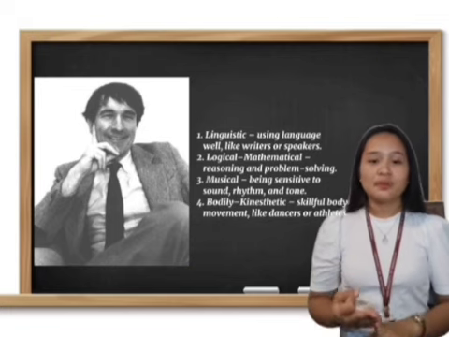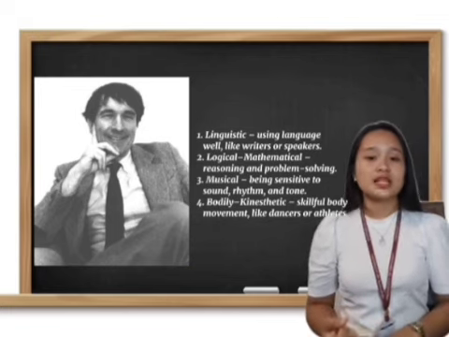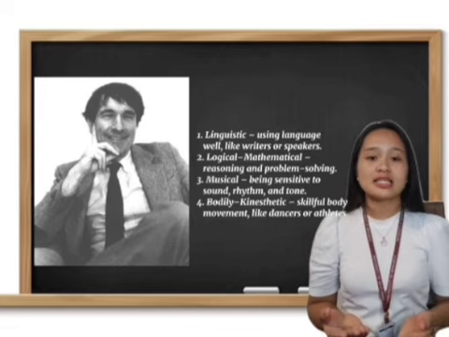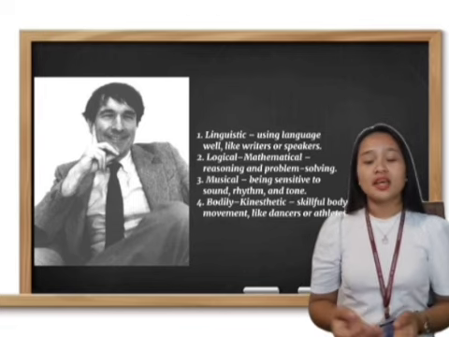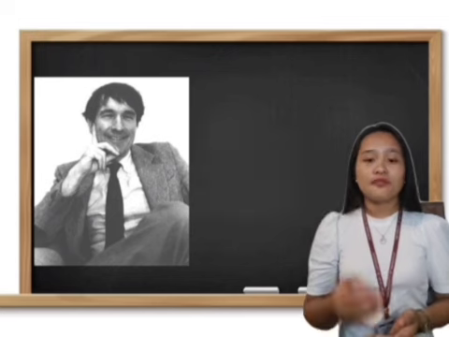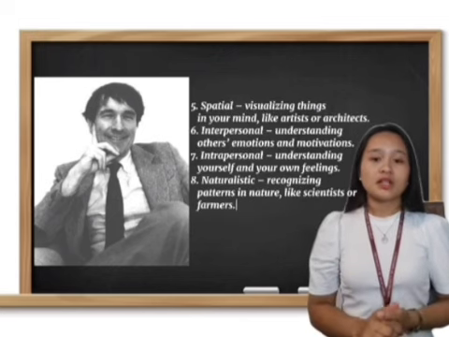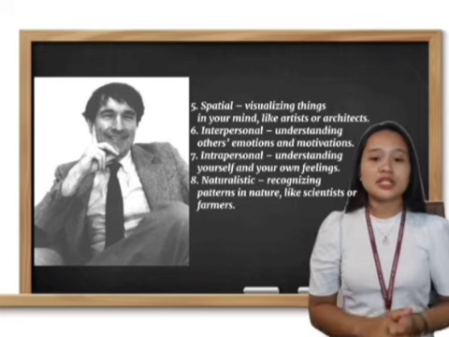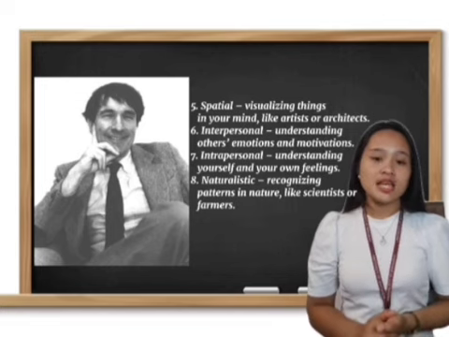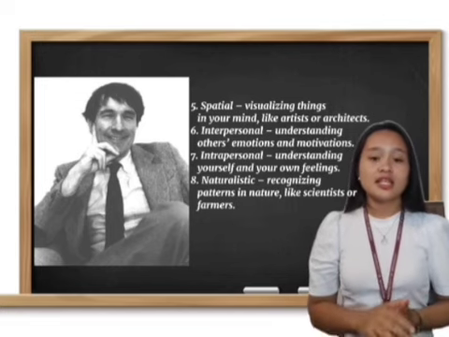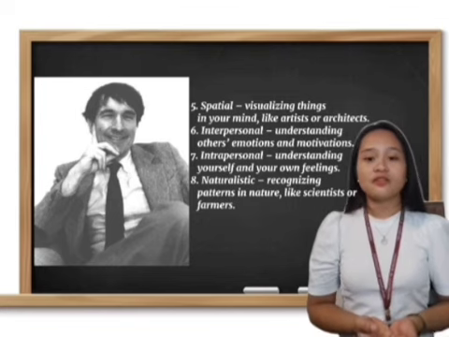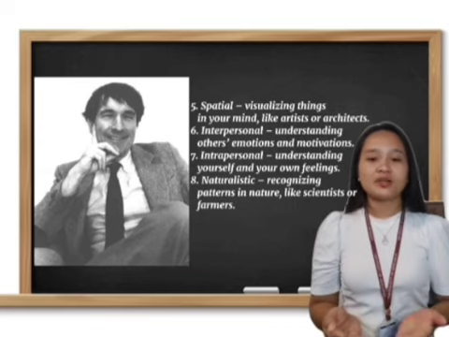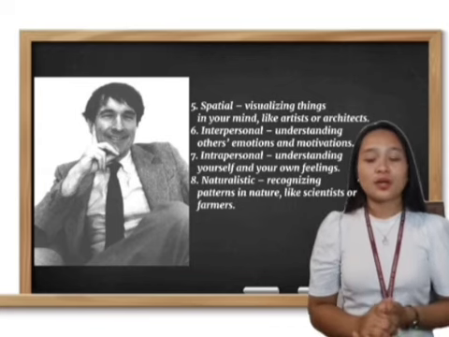Number 3, musical, being sensitive to sounds, rhythm, and tone. Number 4, bodily-kinesthetic, skillful body movement like dancers or athletes. Number 5, spatial, visualizing things in your mind like artists or architects. Number 6, interpersonal, understanding others' emotions and motivations. Number 7, intrapersonal, understanding yourself and your own feelings. Number 8, naturalistic, recognizing patterns in nature like scientists or farmers.